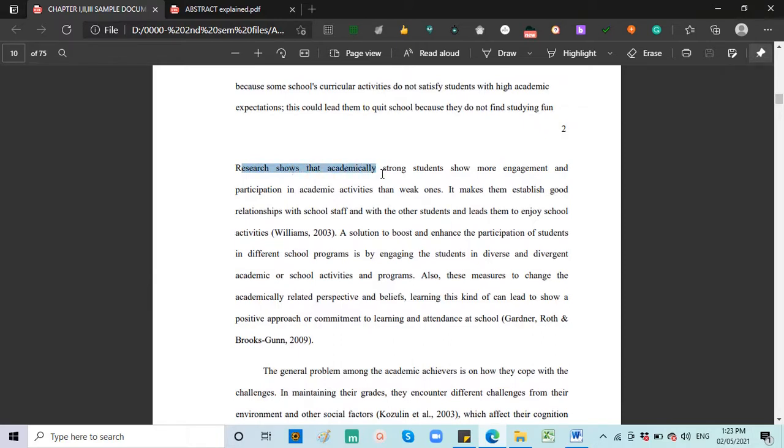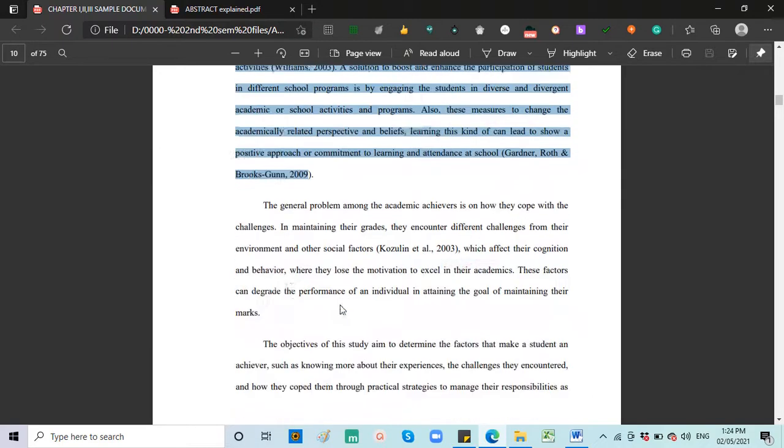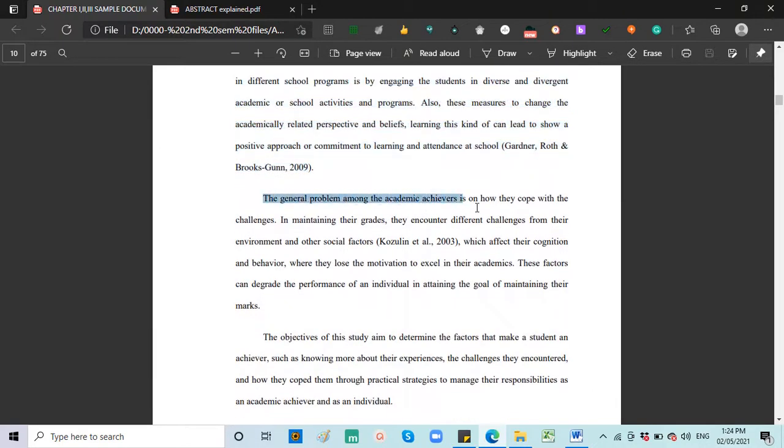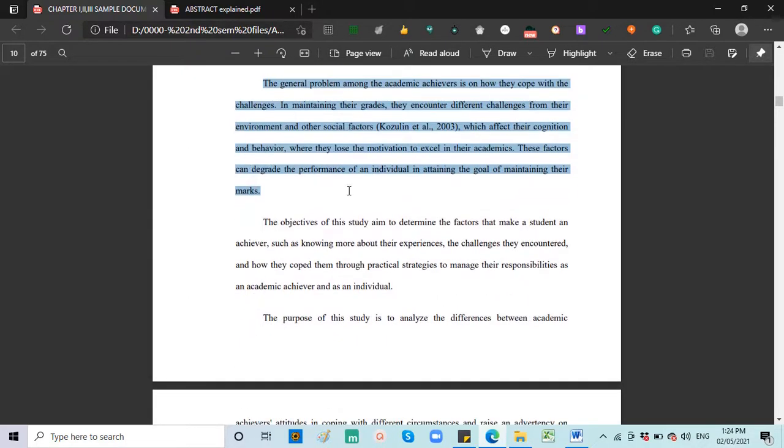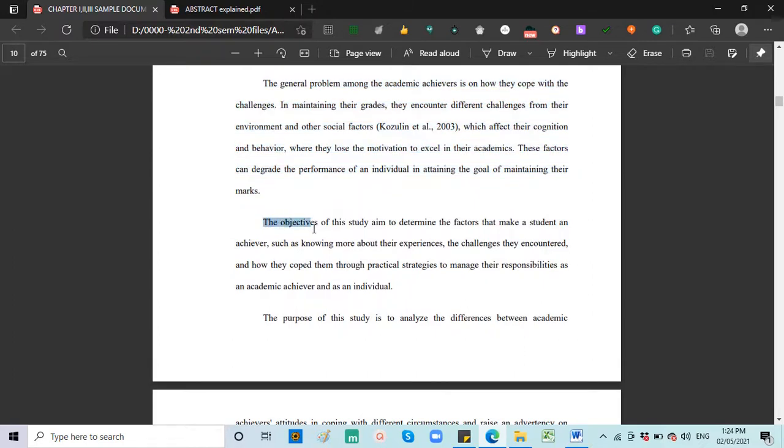Research shows that students show engagement in school, and then establishing the general problem about them having these challenges. Okay, that's why it leads to the research gap. The objectives of the study: the study aims to determine the factors that make an academic achiever, such as knowing about the experiences, the challenges, and then how they cope with them through practical strategies. Those are the objectives in your study, right?